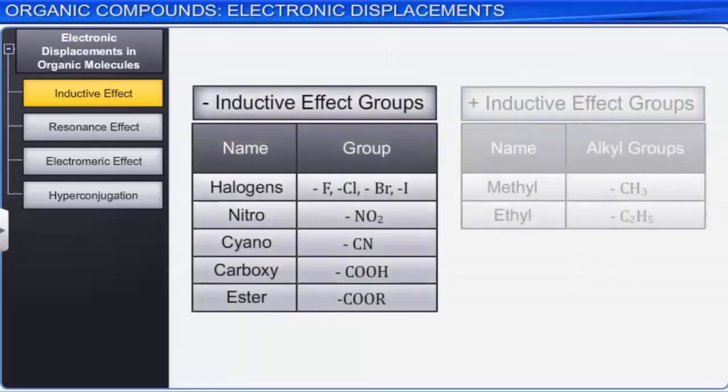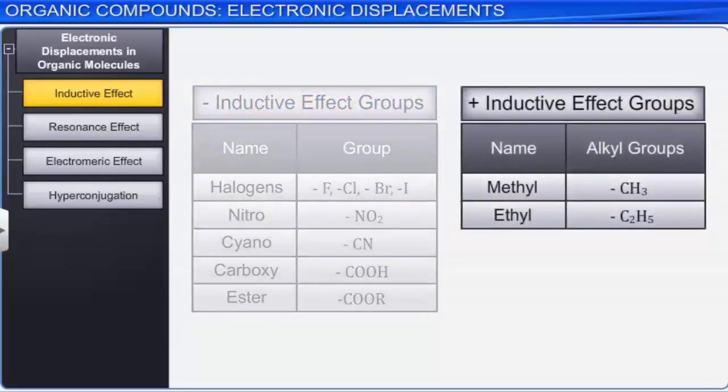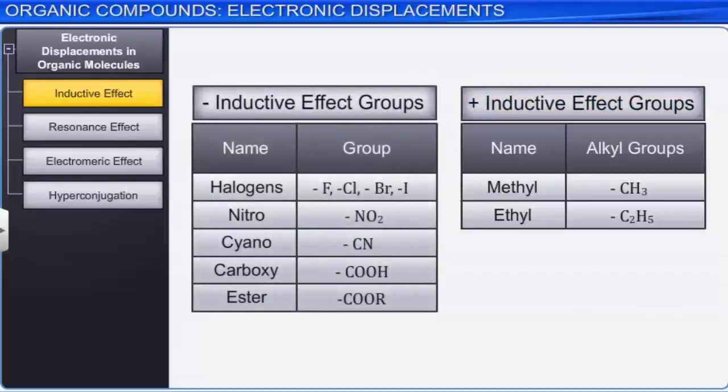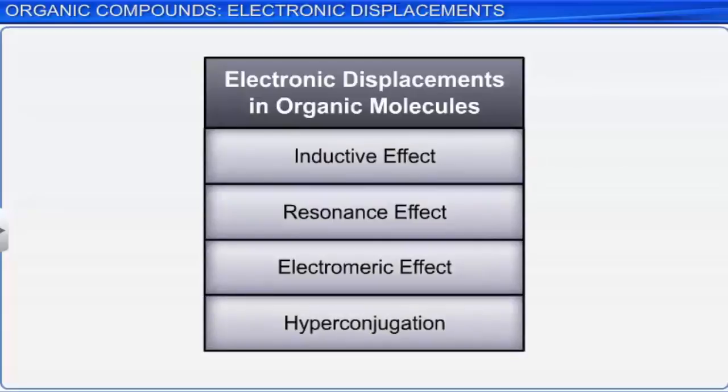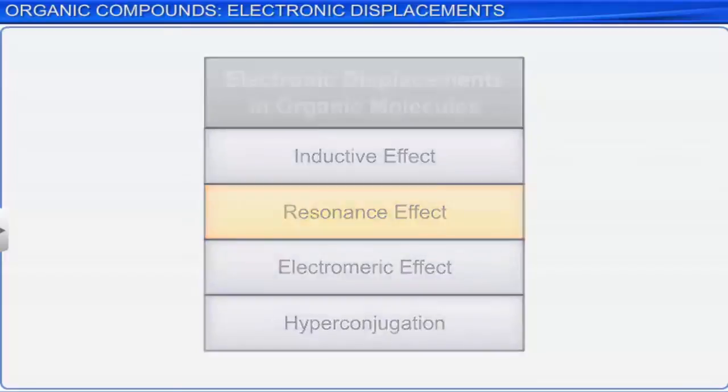Halogens, nitro, cyano, carboxy, and ester groups are electron withdrawing or minus inductive effect groups. Alkyl groups, for example, methyl and ethyl, are electron donating or plus inductive effect groups. Now, let's learn about another important electronic effect called the resonance effect.